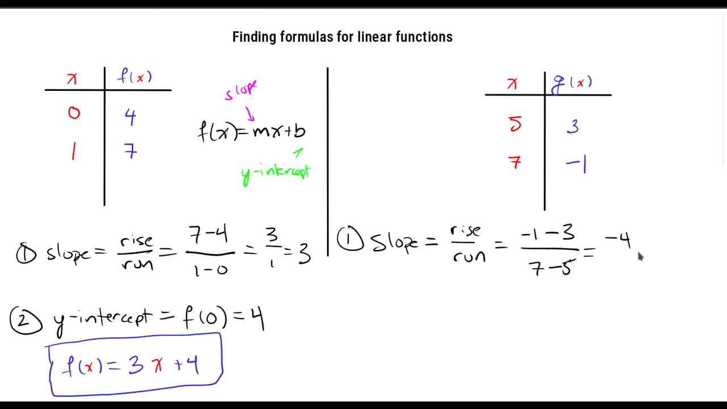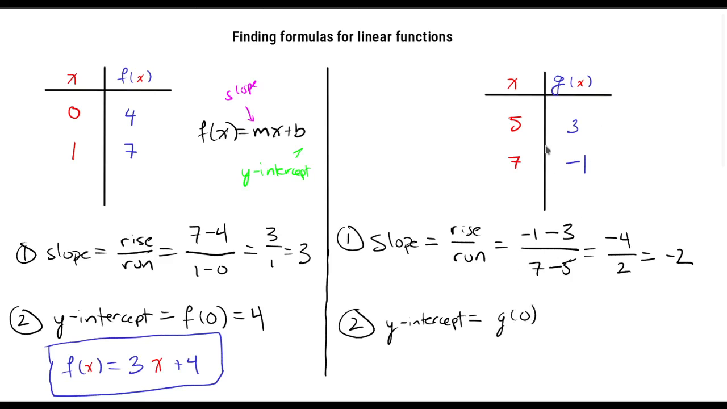-1 minus 3 is -4. 7 minus 5 is +2. And then we divide, we end up with -2. So our slope here is -2. And now we want the y-intercept. So that's going to be g of 0.